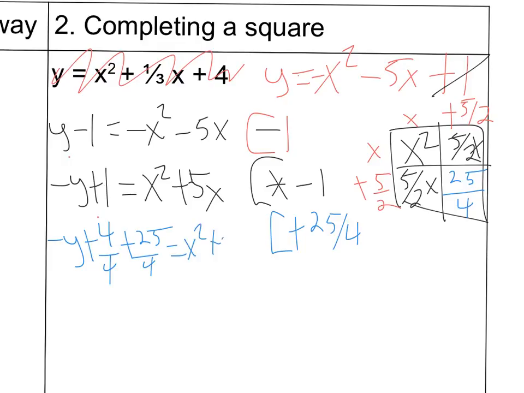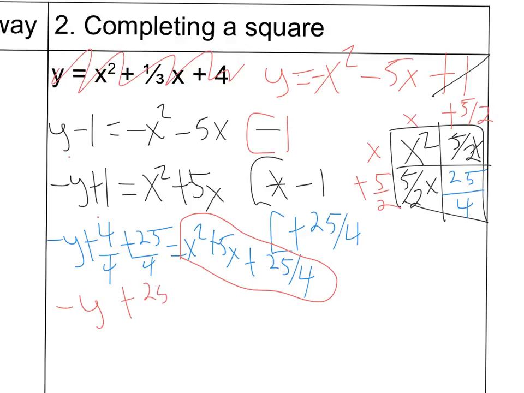Then it's x squared plus 5x plus 25 over 4. So you can see that all of that represents the right side of the equation. And now I can do some simplifying. So again, the big question here is, why did I write plus 1 as 4 over 4? Because I had 25 fourths over here in my perfect square. So if I add those together, I'll get 29 over 4. Negative y plus 25 over 4 equals x plus 5 over 2 squared.